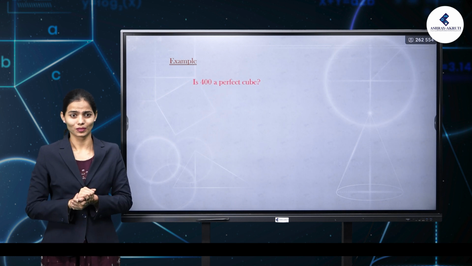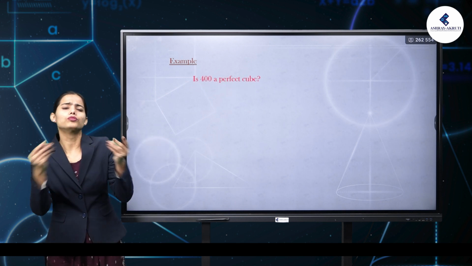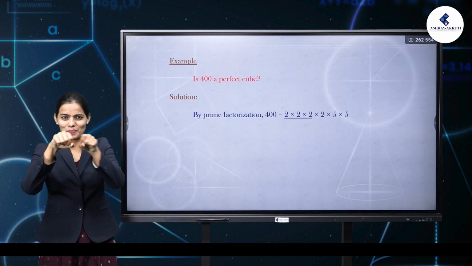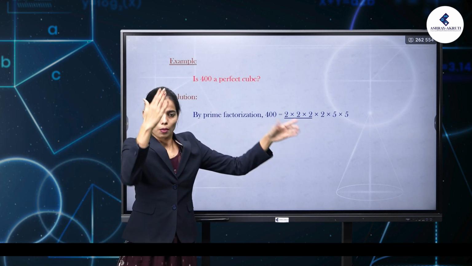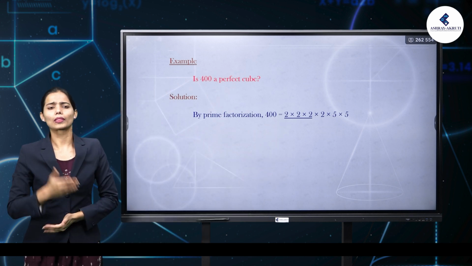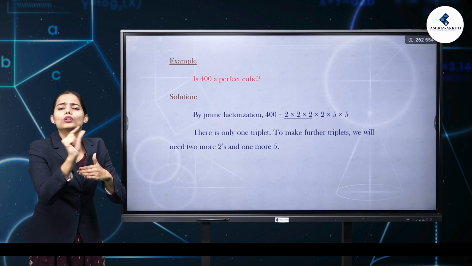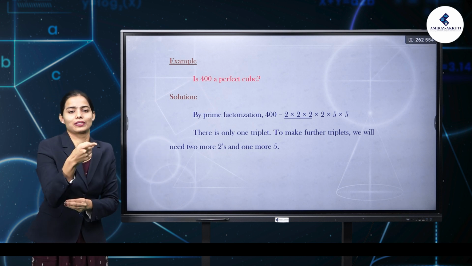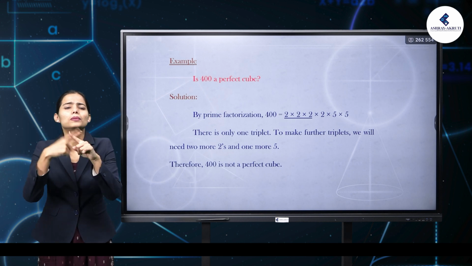One more example. Is 400 a perfect cube? Solution. By prime factorization, we have 400 is equal to 2 into 2 into 2 into 2 into 5 into 5. There is only one triplet. To make further triplets, we will need 2 more 2's and 1 more 5. Therefore, 400 is not a perfect cube.